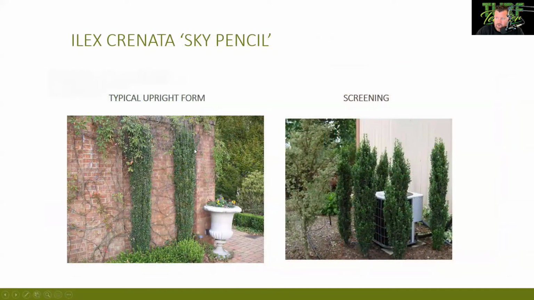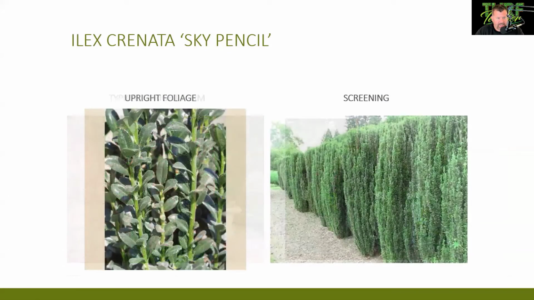Here is a typical upright form growing up against the brick wall here. And then here they're screening out an HVAC unit, which it's good for that. It does allow for air to move through it, especially if you don't plant them nearly all together. And they're going to continue to grow upright versus in width. So it's still going to allow some airflow back to that unit. Still, I guarantee you, your HVAC contractor, when they show up to the house, they will cut those down to the ground. So I would recommend not doing that.